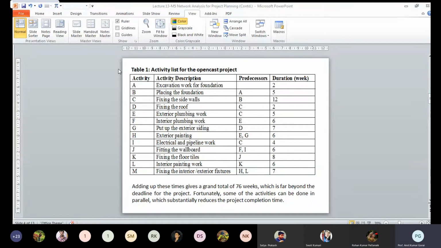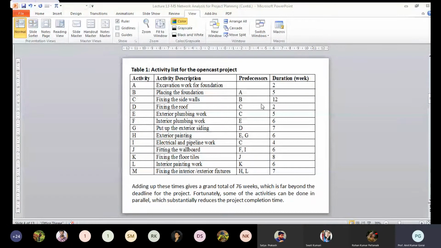So the duration: 13 activities A to M they have identified, and accordingly the relationship, the predecessor activities of each activity, are identified, and also the duration of each activity. Now if you take the sum of all these, I think it is 76 weeks, but you have only 1 year of time, and you can do some of the activities in parallel. If you have to do the analysis, optimize the schedule, the completion time, as well as the cost, we have to do project analysis, network analysis for the planning.